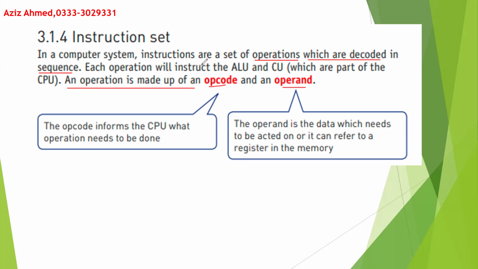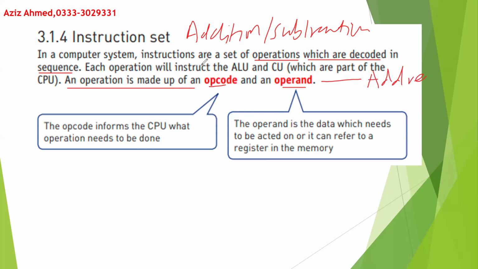Opcode can have addition, subtraction, and things of that kind. Now, what is an operand? The operand is the data which needs to be acted on, or it can refer to a register in memory. An operand can be the address of memory or the data itself. Got the idea?